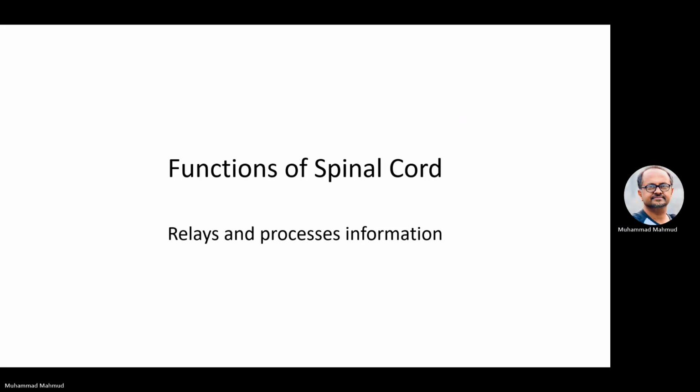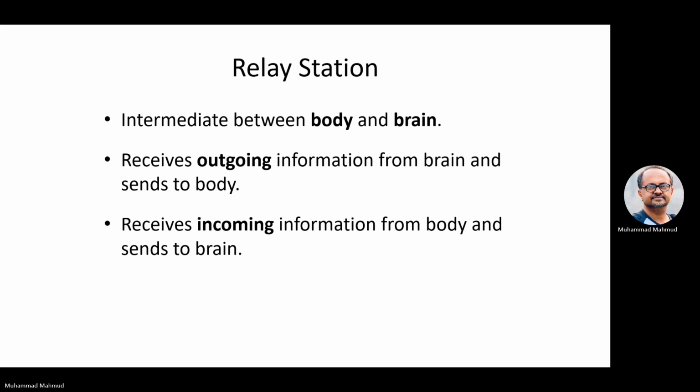Now, functions of the spinal cord. Spinal cord relays and processes information. Think about these two words, relay and process. It is the intermediate structure between body and brain. It receives outgoing information from brain and sends to the body, and receives incoming information from the body, sends to brain. So between body and brain, it works as a relay station.